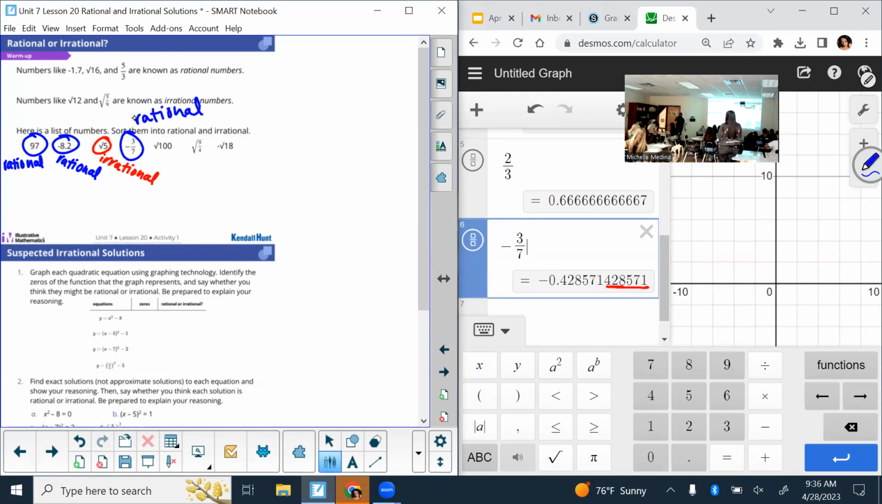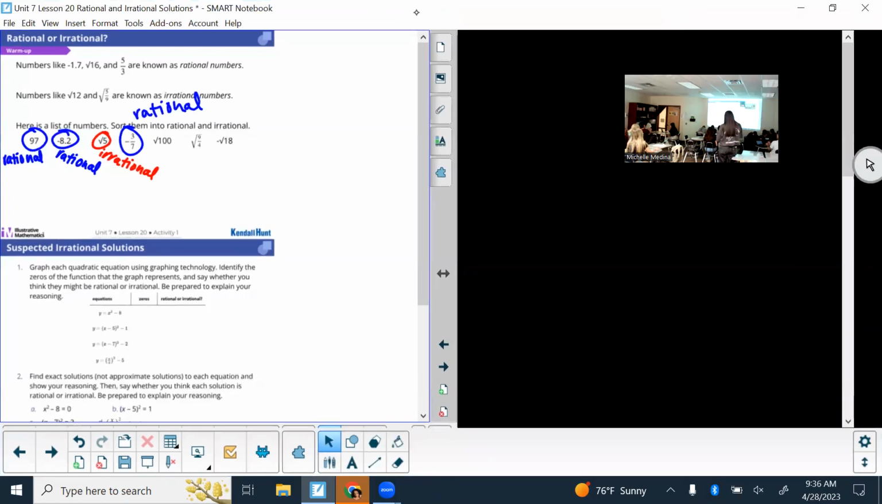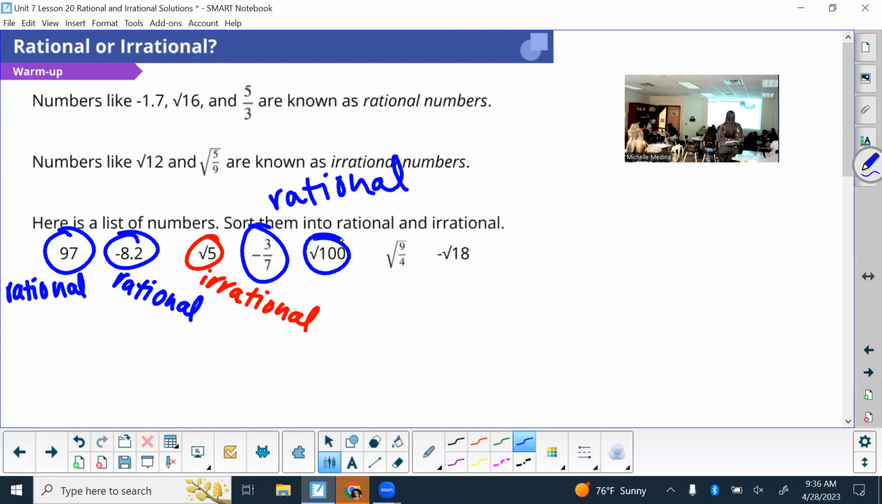So table 5. What about the square root of 100? Rational with an R. Okay, because class, what's the square root of 100? 10. So perfect squares are all rational. Table 4, what about square root of 9/4?